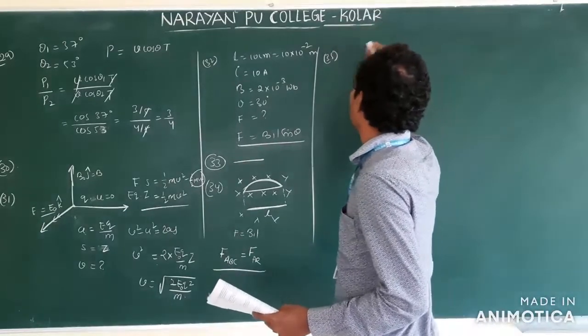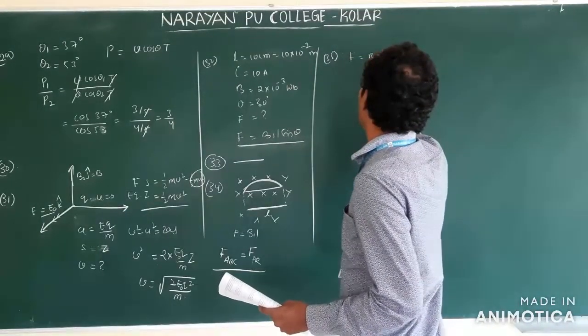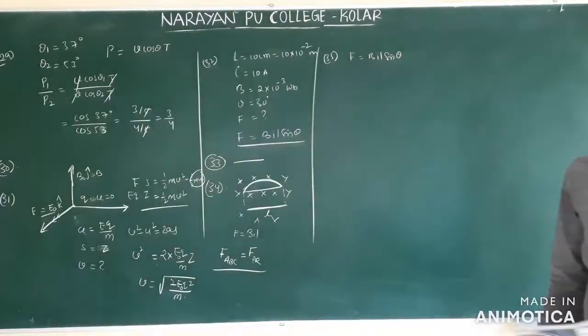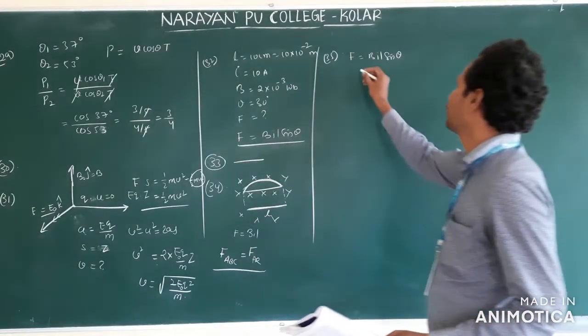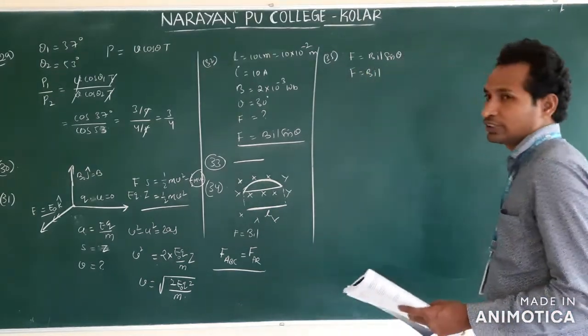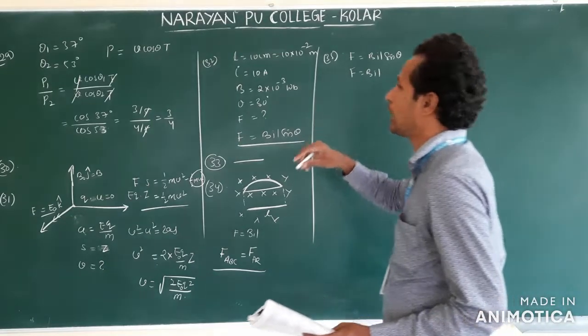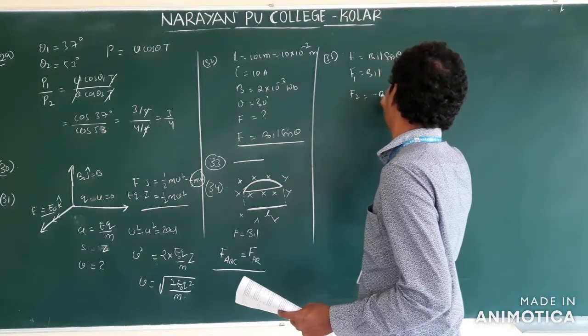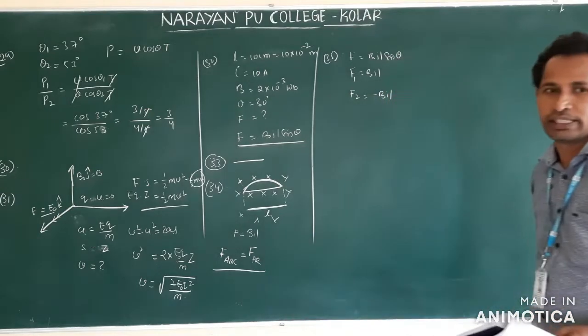Okay. Then F is equal to BIL sin theta. In both cases theta is 90 degrees. It is acting perpendicular, so F is equal to BIL. When the current is reversed, then what happens? The force will act opposite. So this is the first case. In the second case, current reversed, the force will be minus BIL.